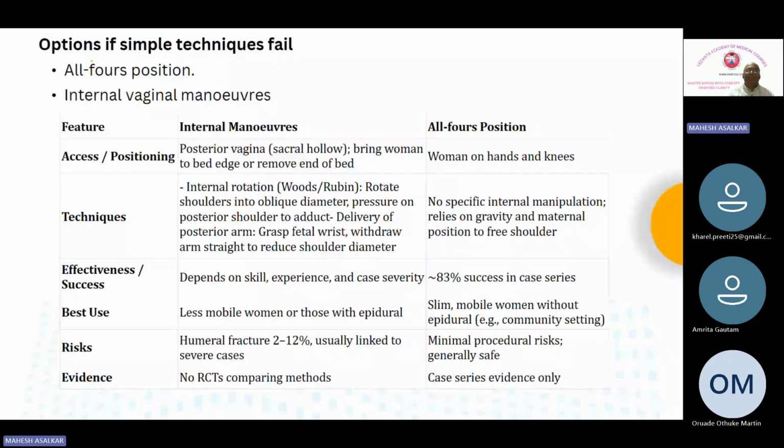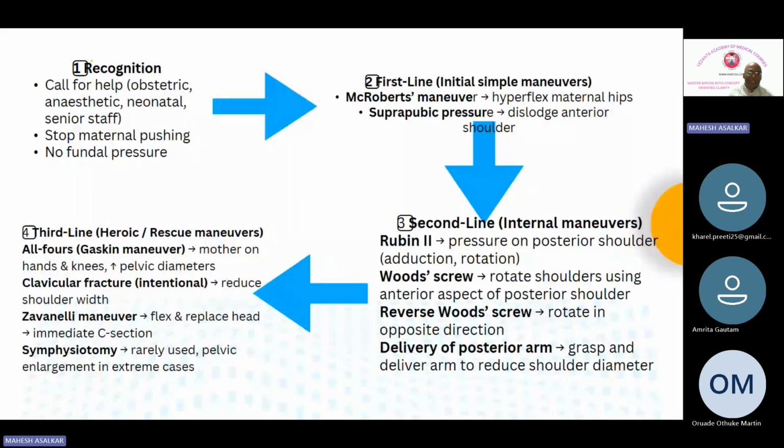Now this is the way the flow chart will go. You need to recognize, call for help: obstetric, anesthetic, neonatal and senior staff. Stop maternal pushing, no fundal pressure to be given. Then we will use first line maneuvers, that is McRoberts or suprapubic, that is hyperflexion of the maternal thighs, and in suprapubic dislodge the anterior shoulder. Then second line maneuver, that is internal maneuver: you can go ahead with Rubin's 2, Wood screw or reverse Wood screw, or the delivery of the posterior arm. Okay, so these are the things you can do in the second line.